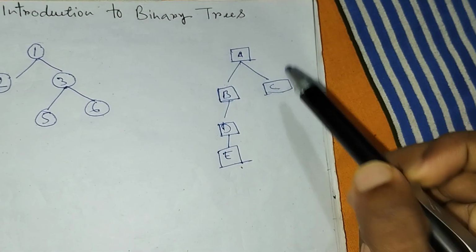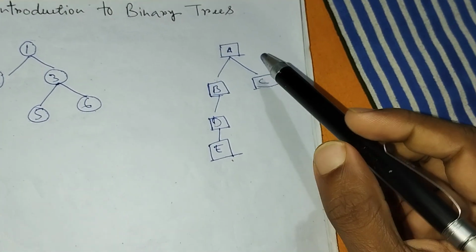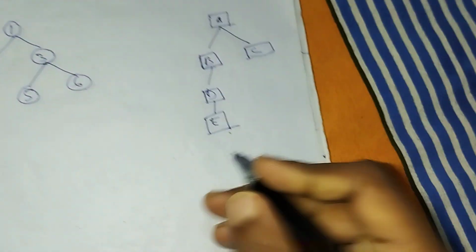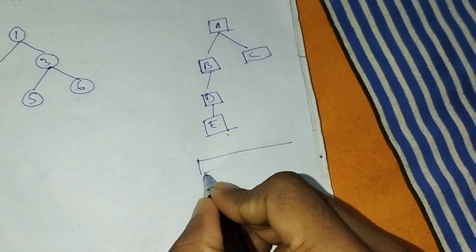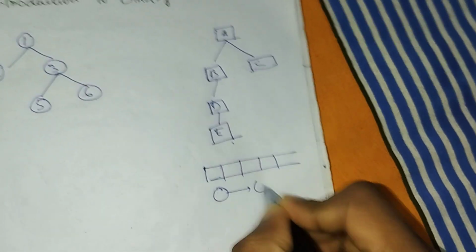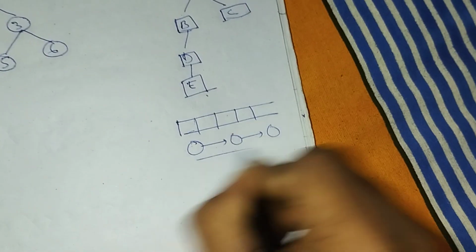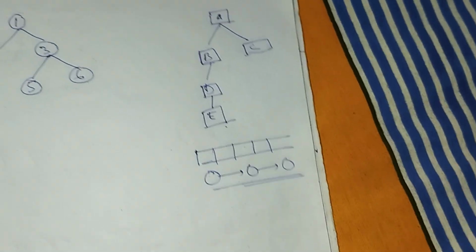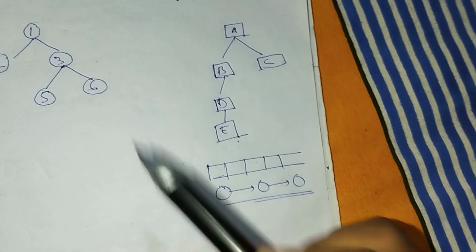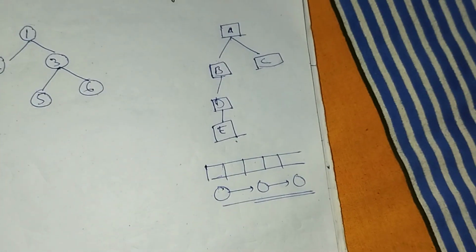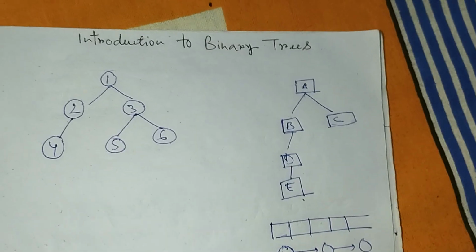As you can see, this is not a linear data structure like arrays, linked list, stack, queue. How we store array, like this, and linked list or something like this. As you can see, they store the data in linear fashion, but in case of tree we don't store in a linear fashion. This is like hierarchical data structure. So that is what is tree.